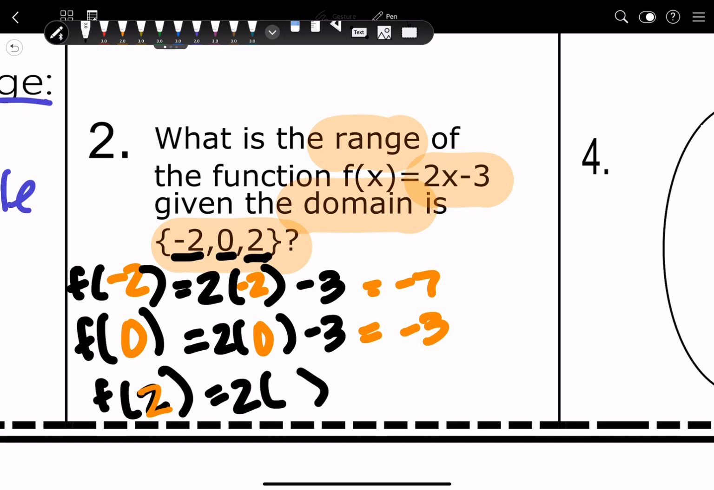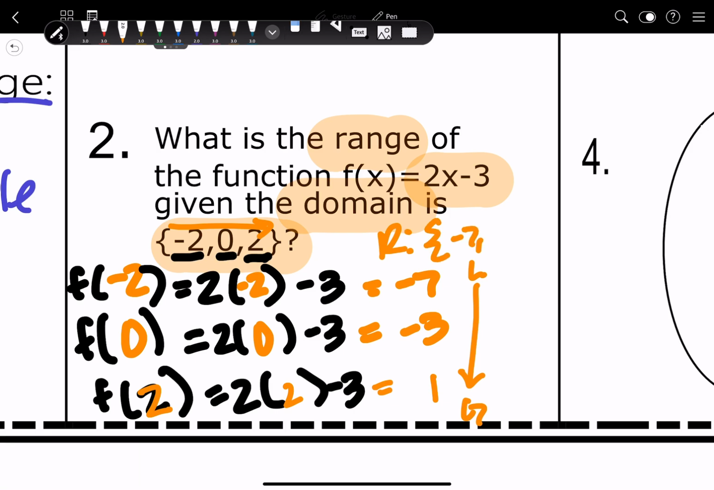We've got 2 times 2 minus our 3. It's 4 minus 3, and that'll get you a 1. And oh my gosh, guys, we lucked out again. Least to greatest. But typically, if you do your domain that's least to greatest, and you're plugging it in that order, your range is going to come out in least to greatest order as well. And this is your answer.